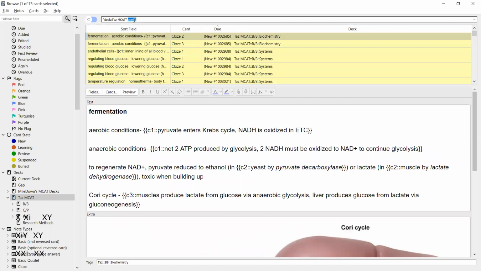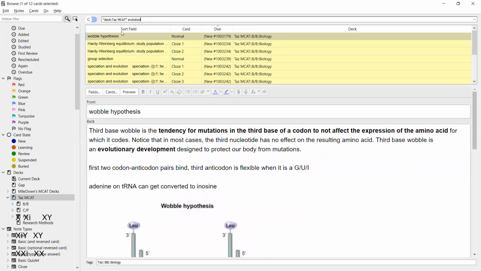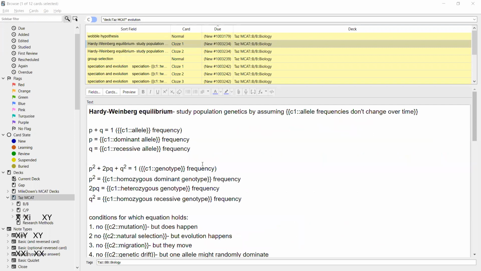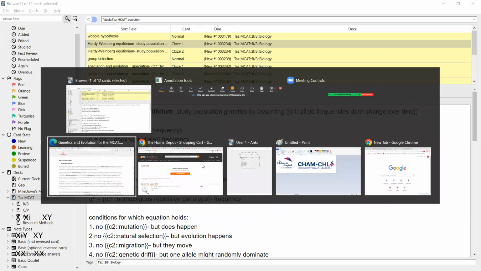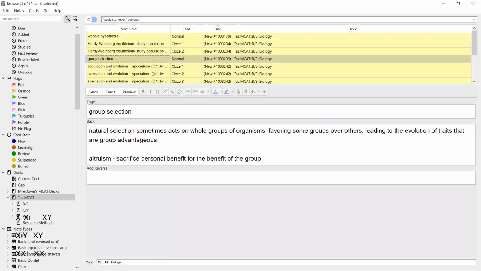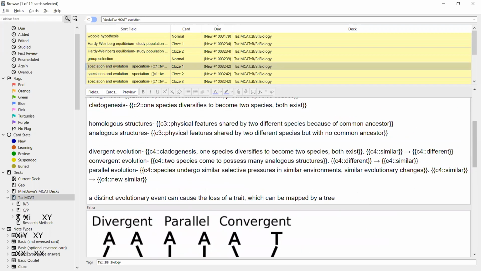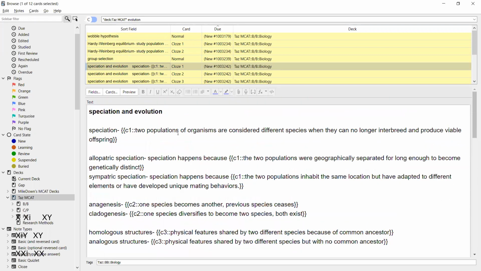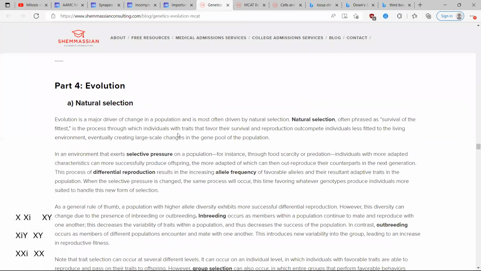Mm, what was I looking for? Oh yeah, we're about to talk about evolution. Hardy-Weinberg, yeah, we're about to talk about this. Okay, all right. No questions? No worries. Good. Let's keep it moving.